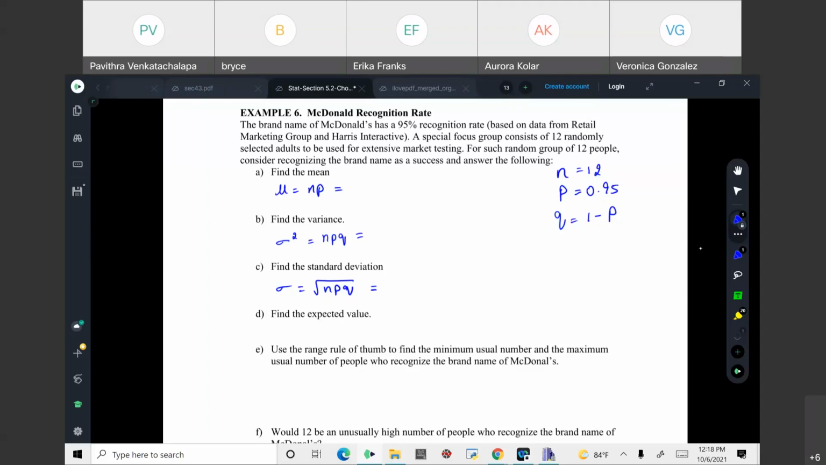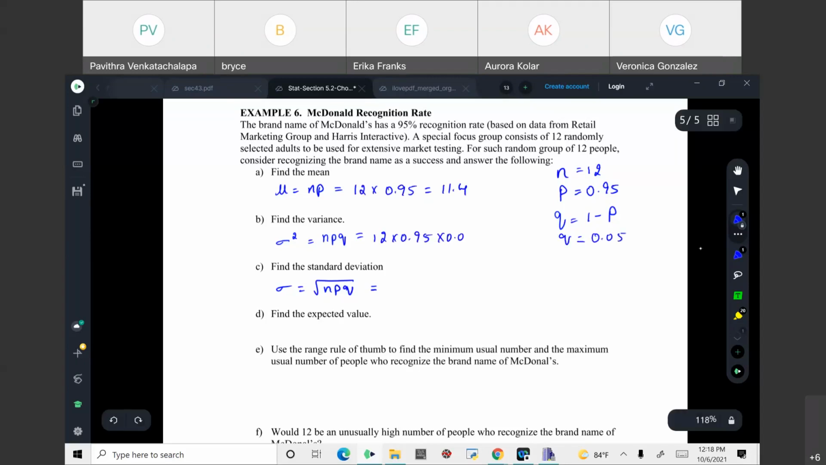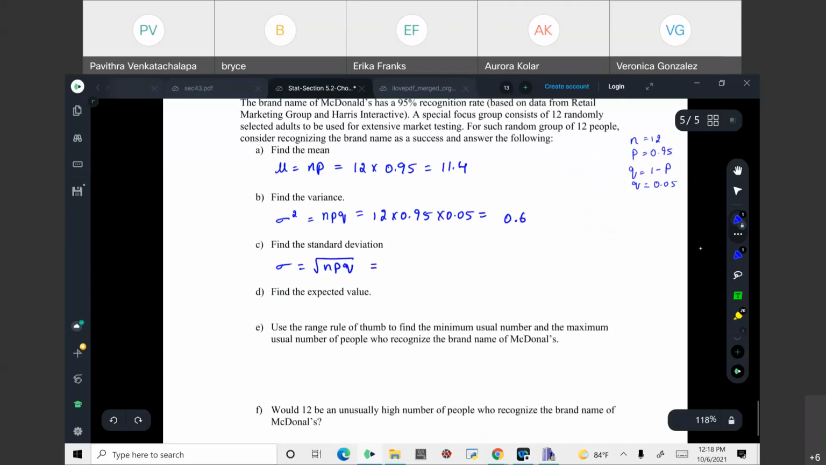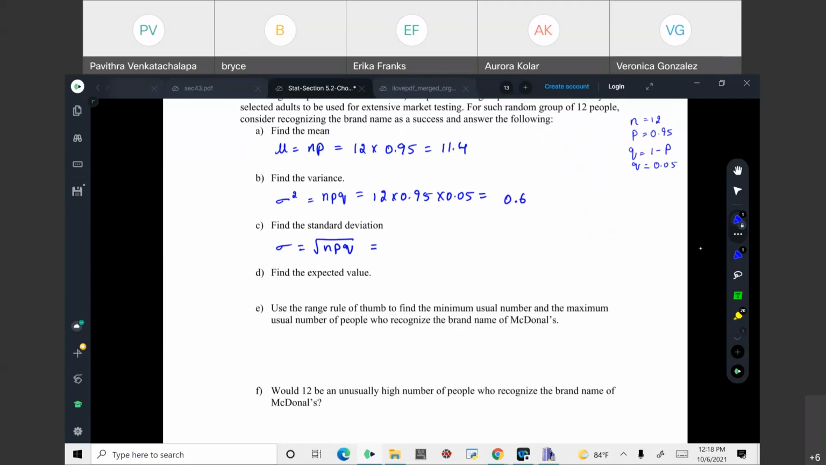Done? Any answers for me? You just have to multiply 12 and 0.95. 11.4, that's right. And next is 12 times 0.95. What is q? 1 minus 0.95, 0.05. So you just have to multiply that, and your answer is 0.6. Okay. Now square root of 0.6 is roughly close to 0.8.